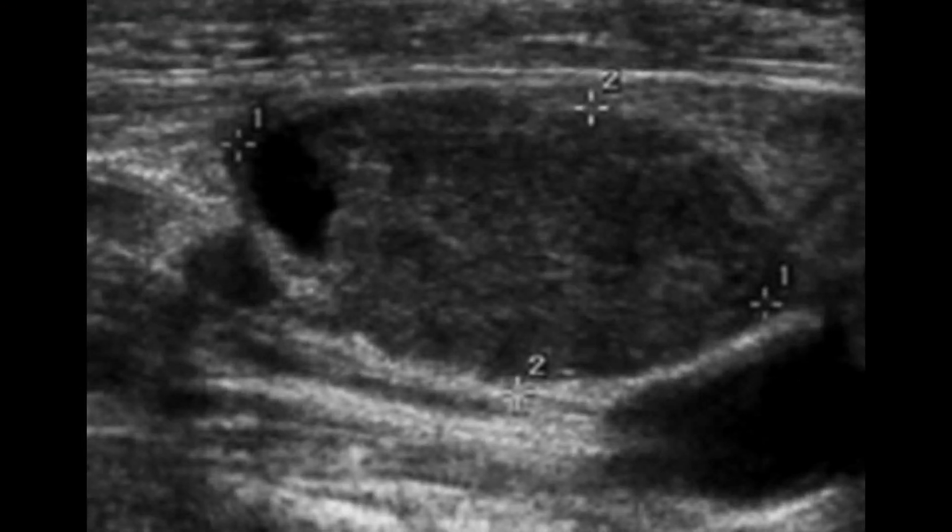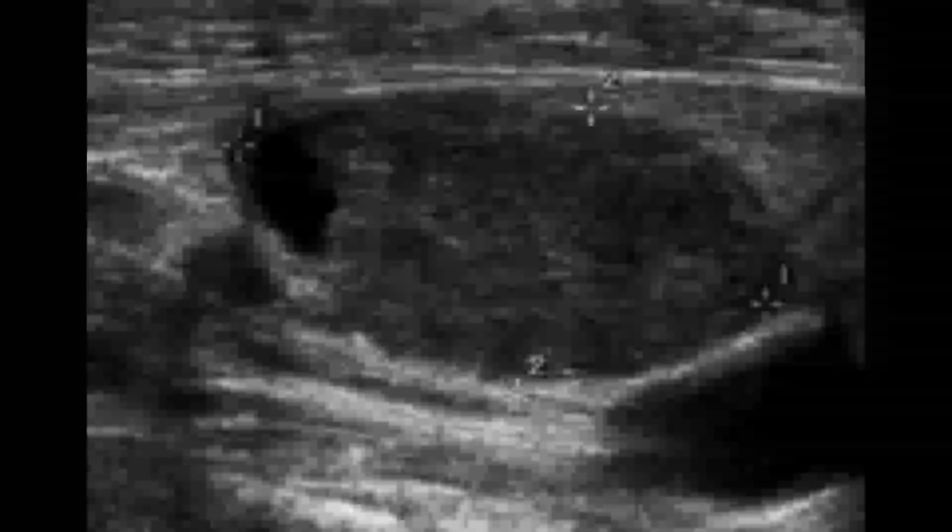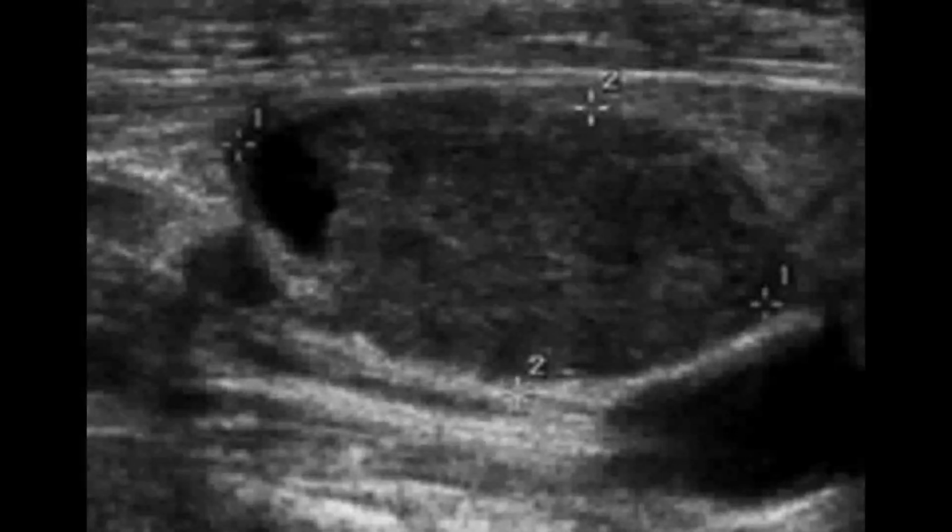A U3 nodule is an indeterminate nodule, and whenever you are reporting thyroid nodules, you must mention the U classification, whether it is U1 or U2 or U3. So you have seen quite sufficient examples of the U3 nodules. So these were all U3 nodules.